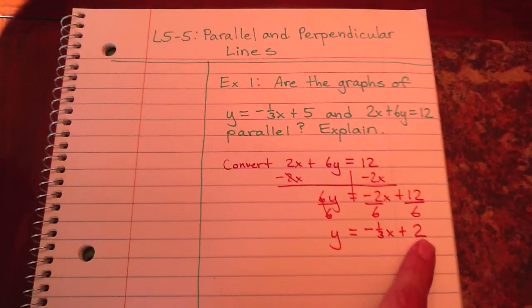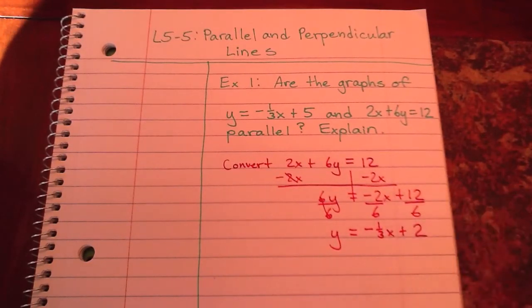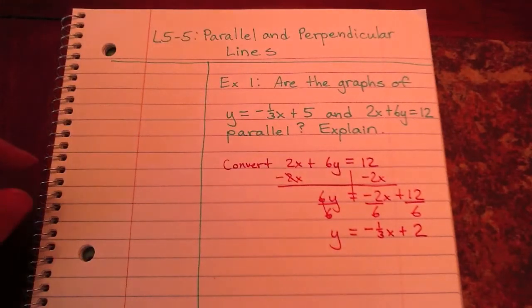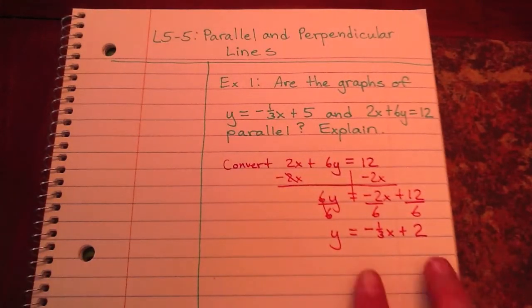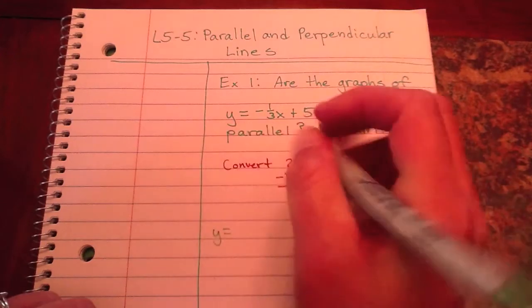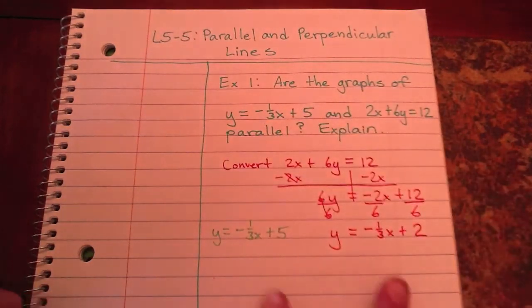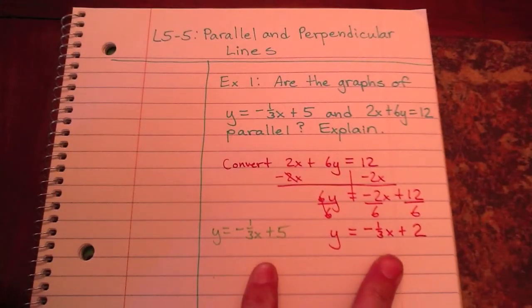Remember, when it becomes an integer is when your denominator is smaller. Here, you need to keep that 1 there in your numerator. Okay, so now you have two equations. You have this equation. You also have your original equation, which was y equals negative 1/3 x plus 5. So these are your two equations you're comparing.